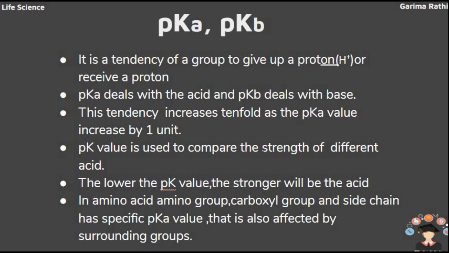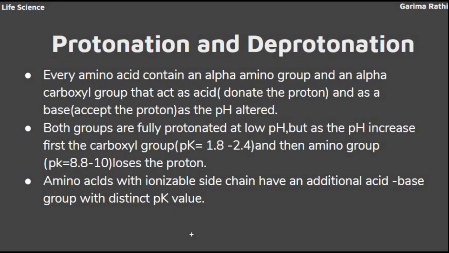This pKa value is very useful to compare the strength of different amino acids. The lower the pKa value, the stronger the acid. Each alpha amino group, alpha carboxylic group and R side chain has a specific pKa value. pKa means the pH value at which they start to donate or receive the proton. So it is very necessary to memorize these pKa values. You can go through any reference book such as Lehninger.